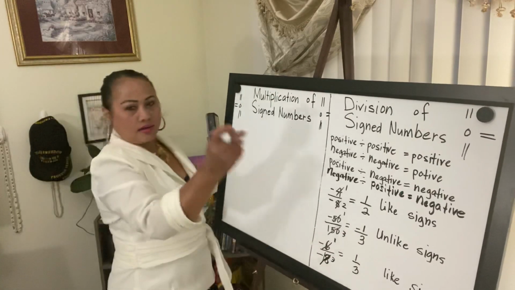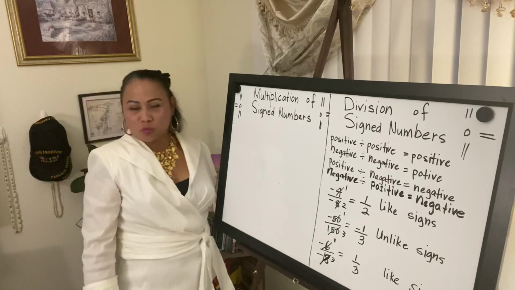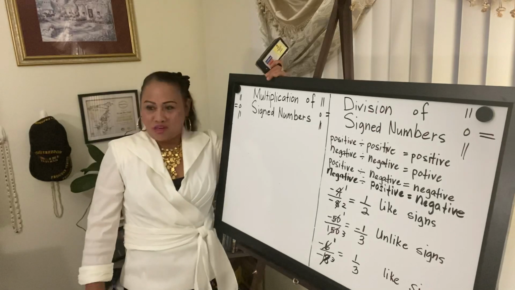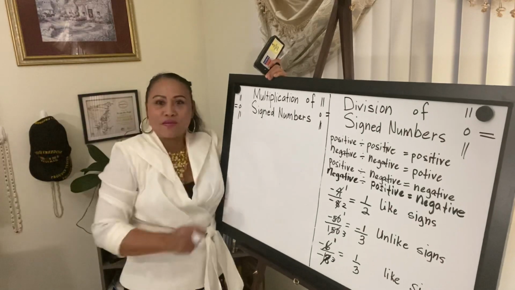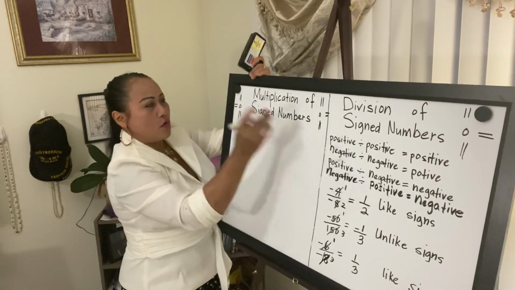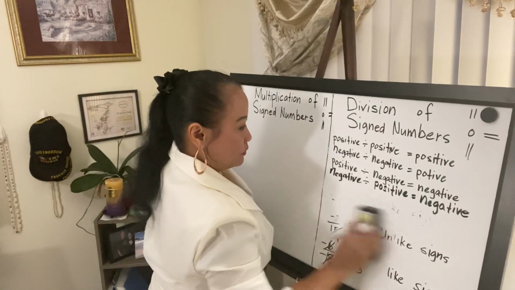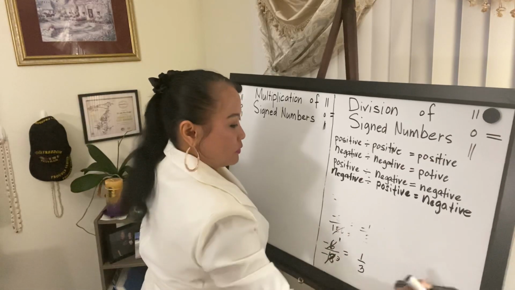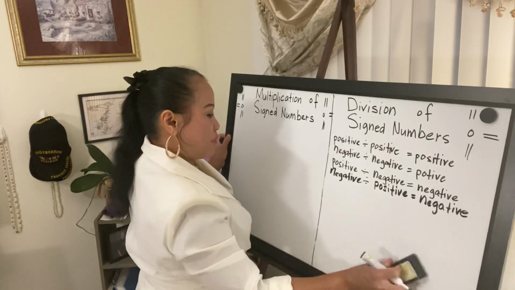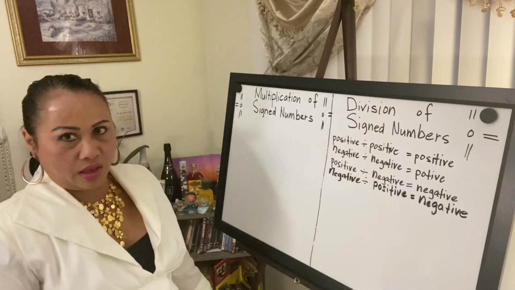Okay, let's do more examples. Did everybody understand what I'm explaining? Did you understand? Okay, thank you. Very good. That means you listen very well. Okay. Another example for the division of signed numbers. The rule of division of signed numbers and the rule of multiplication are the same. That's why we will discuss this at the same time.